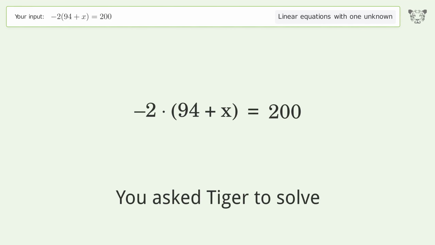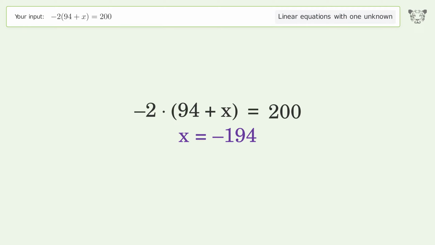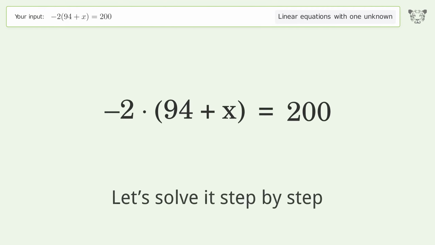You asked Tiger to solve this. It deals with linear equations with one unknown. The final result is x equals -194. Let's solve it step by step.